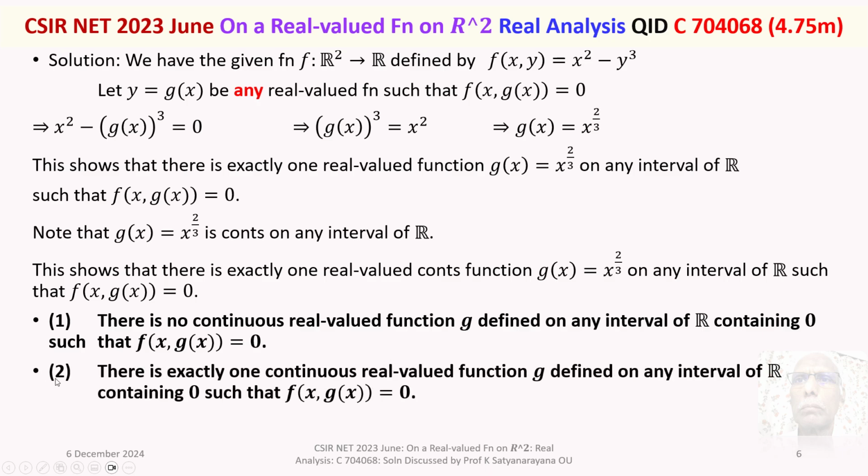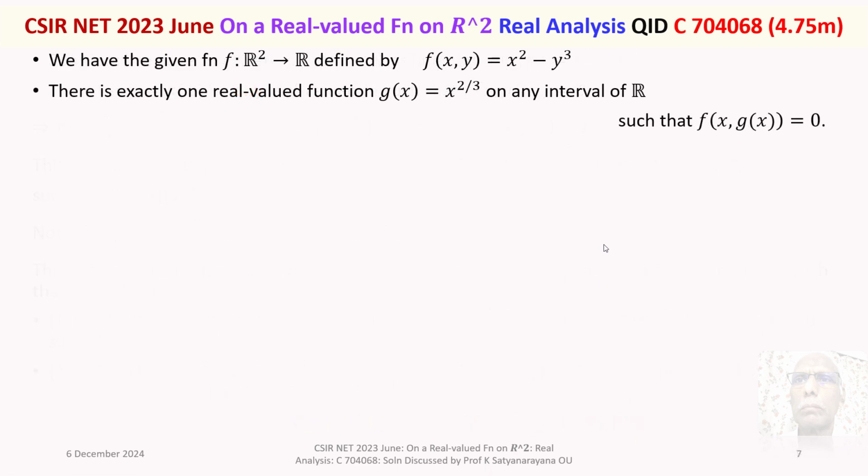What about option 2? There is exactly one continuous real valued function g defined on any interval of R containing 0 such that f of x comma g of x is equal to 0. Yes, option 2 is true. Thus, option 2 is true and option 1 is not true. We continue the discussion in the next slide.